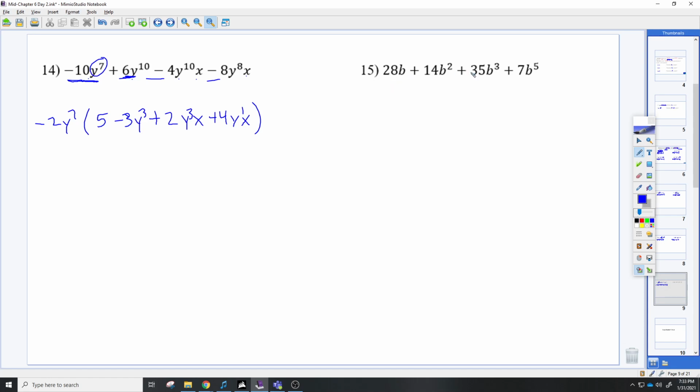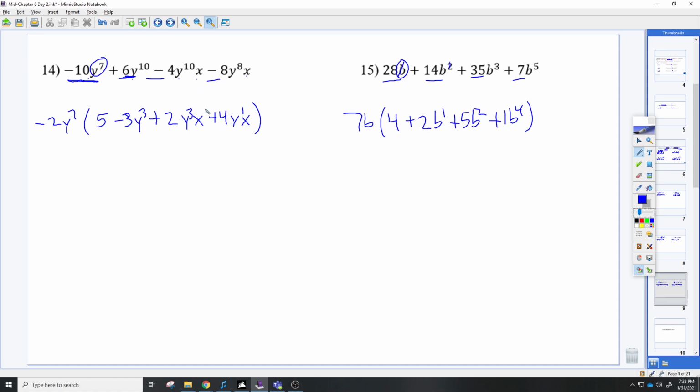All right, last problem. Still 4 terms. Let's see what we can pull out. What goes into all these numbers? I think it's 7. And the lowest one we have is just 1 b, nothing else. So divide all these by 7 and just take 1 b out. So that would be 4, no b there, plus 2, take out a b from there, so you have 1 left, plus, divide that, you get 5, and then take 1 away from there, so it's b squared. And then 7 divided by 7 is 1, take out a b, it's b to the 4th.